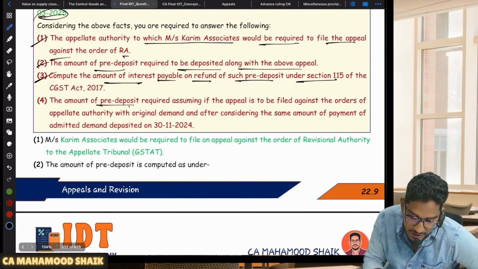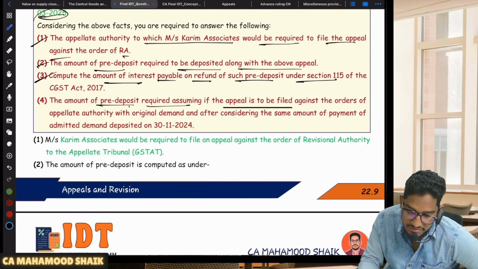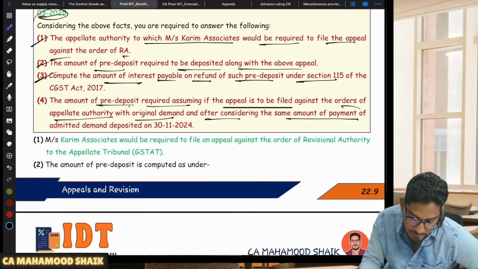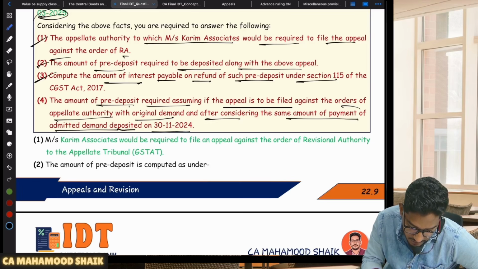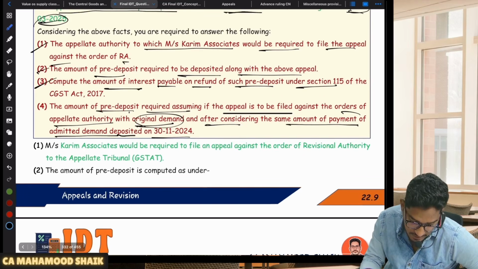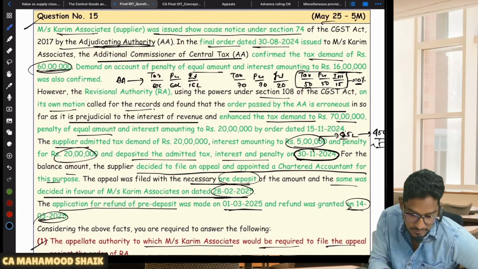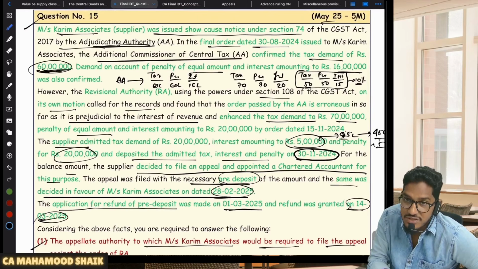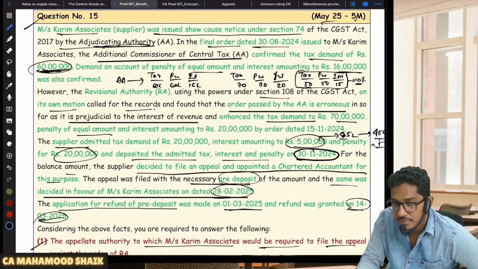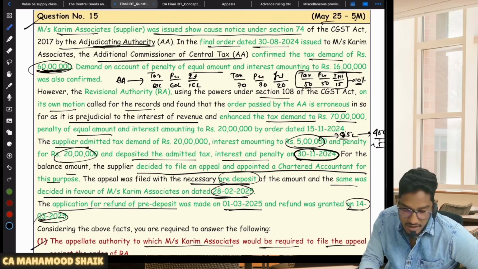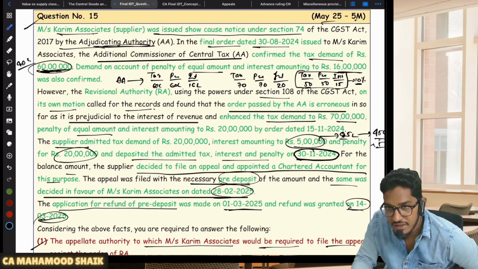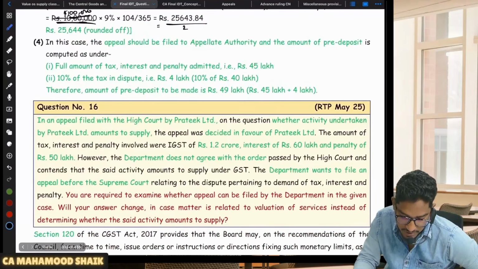Then the amount of pre-deposit required, assuming the appeal is to be filed against the orders of the appellate authority with the original demand, and after considering the same amount of payment of admitted demand deposited on 30th of November. What are they saying? If the appeal is filed against the appellate authority with the original demand. So if you want to challenge this main adjudicating authority's order, 60 lakh rupees is there, that only you want to challenge, then how much will you be required to pre-deposit? You are admitting anyhow 20 and the balance is 40. On that 40 lakhs only 10%. So 40 lakhs into 10%, 4 lakhs you will be required to deposit.